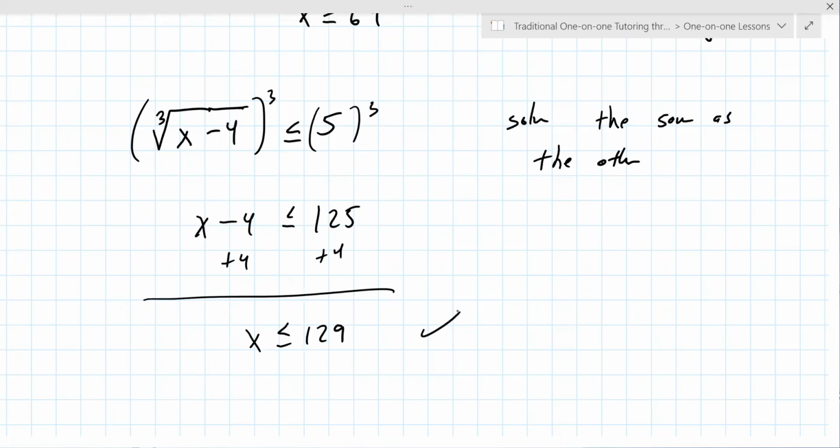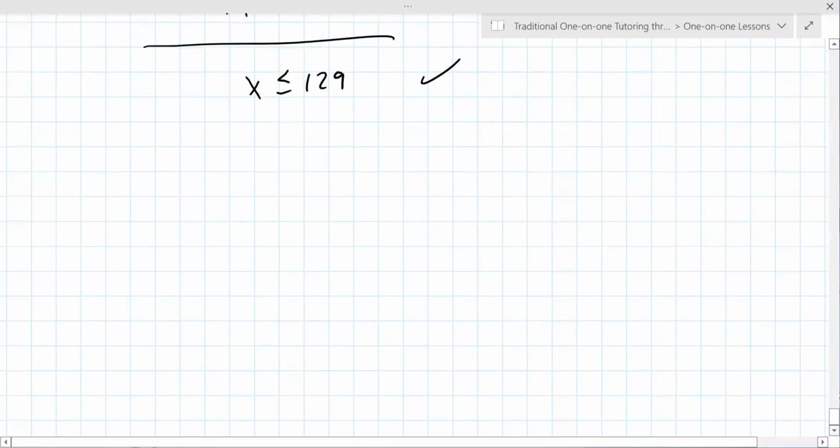There is one more inequality. That's the last one. Yeah, whenever you're ready. It's 4 times the square root of x minus 2, like this? Is greater than 20. Okay, fantastic.